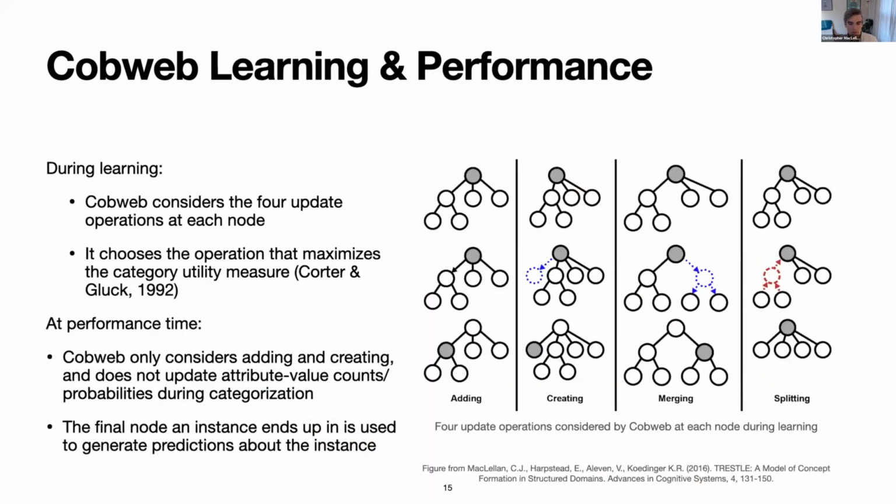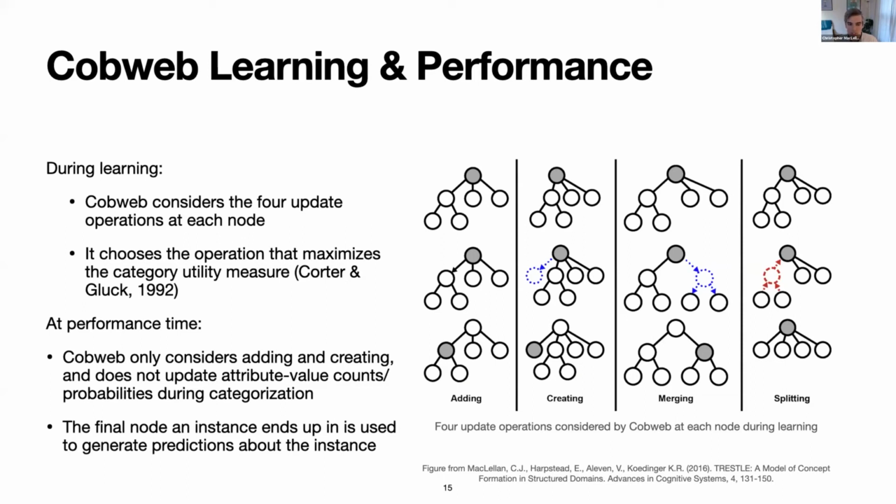So during learning and performance, I just showed a very quick example, but Cobweb during learning is using 4 different operations to update its nodes. It's adding the instance that it's incorporating into a node. It can create new nodes. It can merge existing nodes and then add the instance to those. And it can also split nodes and promote the children.